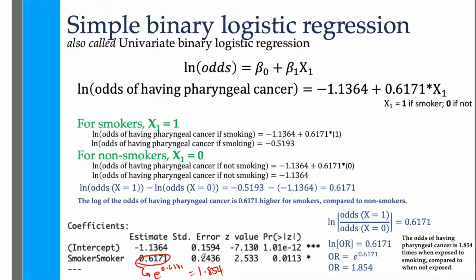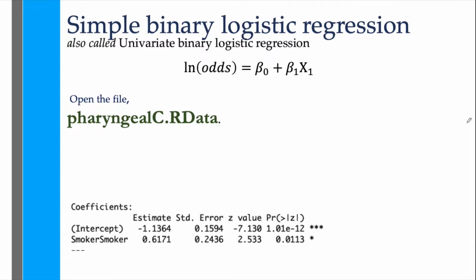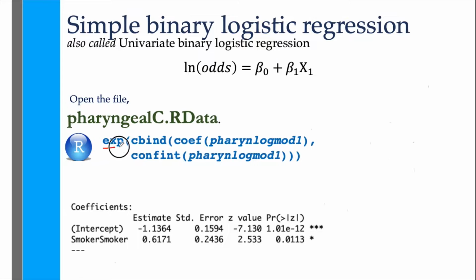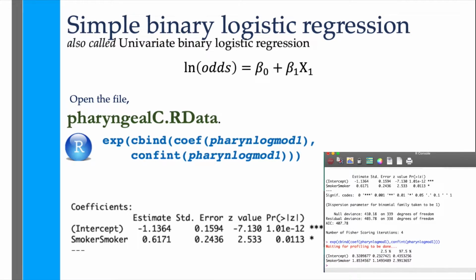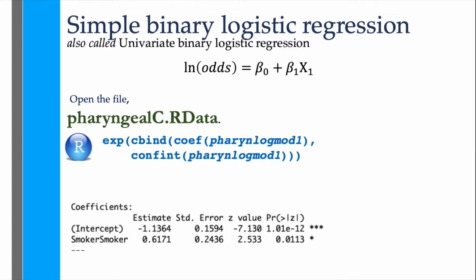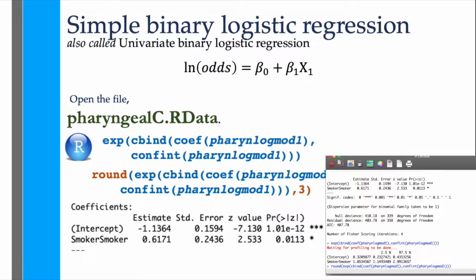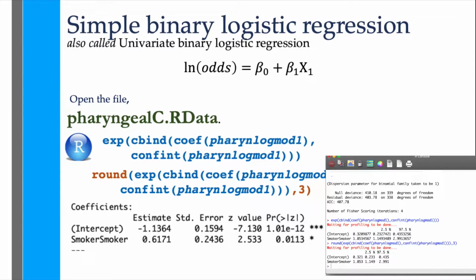So the question is, how are we going to get 1.854 using R if this is just the exponent of the Euler constant e? Now, to get 1.854 using R, all we have to do is to use the exp function. So exp, and then we're going to get the coefficients from the pharyn log mod 1 result. And at the same time, this conf_inf gives us later the confidence interval for the odds ratio, again using the result coming from pharyn log mod 1. If you want the odds ratio or the result to be rounded off to 3 decimals, we may use the round function and then comma 3 outside the exp function.